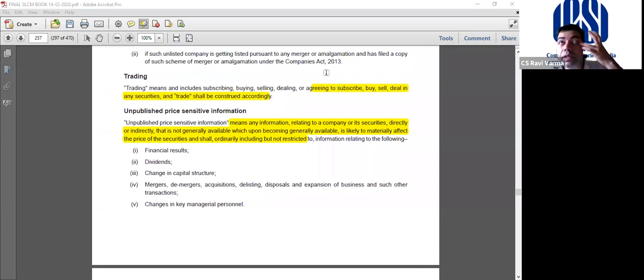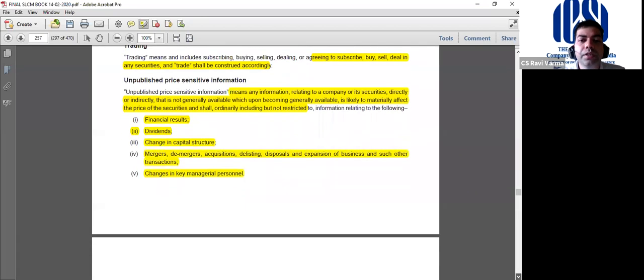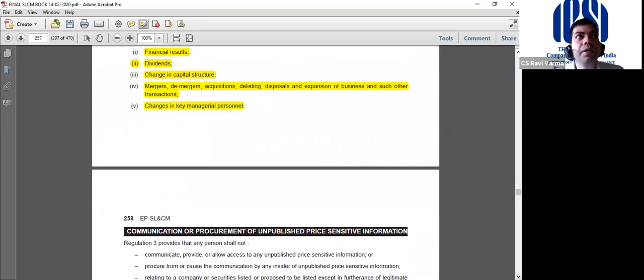Agreeing is a trading. For example, if I agree that I will purchase shares, or I execute an agreement that I will buy or sell, it can be a trading. UPSI can be financial results, dividend, capital structure change, merger, demerger, KMP appointment. All these are called unpublished price sensitive information. Once you get to know that results are coming out, or that a huge dividend is coming out, obviously the share price will jump, and you have price sensitive information.